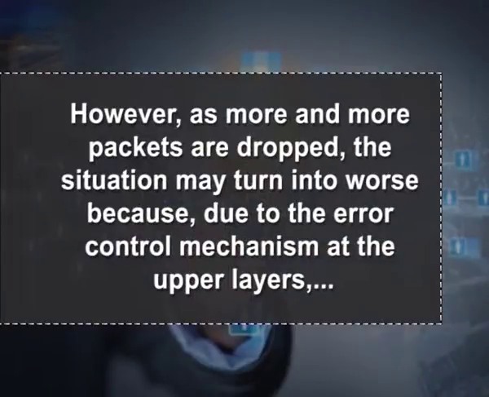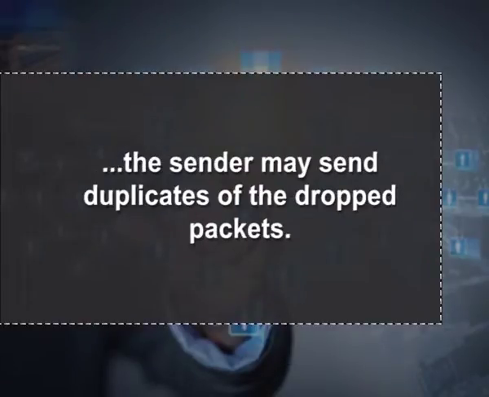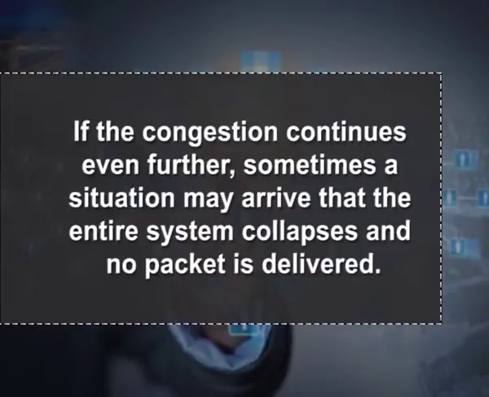Congestion occurs when the number of packets transmitted through the network reaches close to the packet handling capacity of the network or routers. In this condition, various routers can drop some of the packets. However, as more and more packets are dropped, the situation may turn worse because, due to the error control mechanisms at the upper layers, the sender may send duplicates of the dropped packets. If the congestion continues even further, sometimes a situation may arise that the entire system collapses and no packet is delivered.